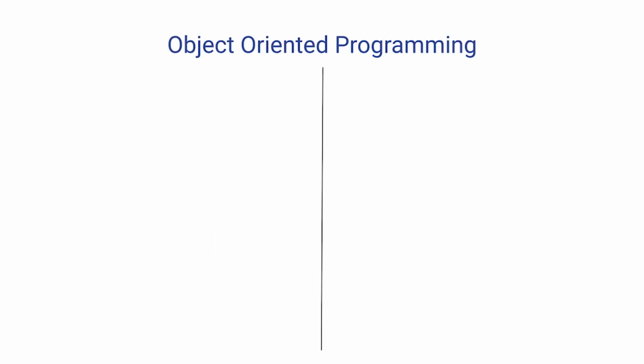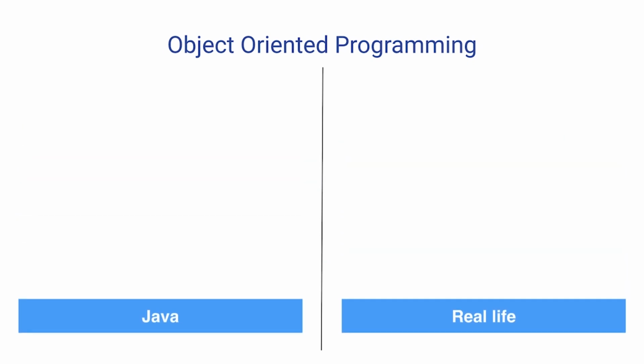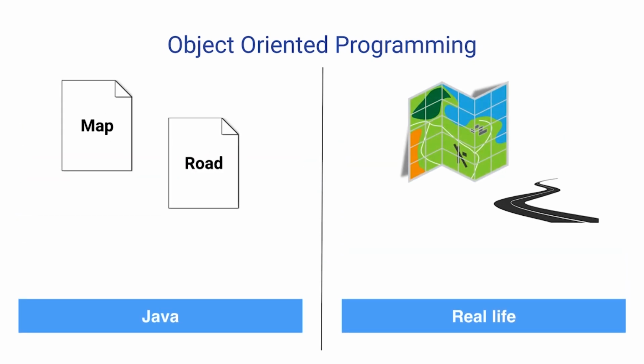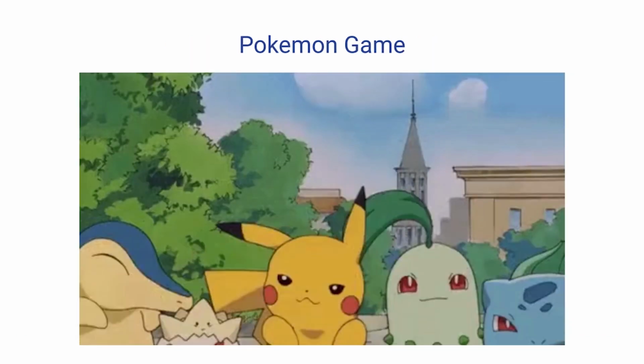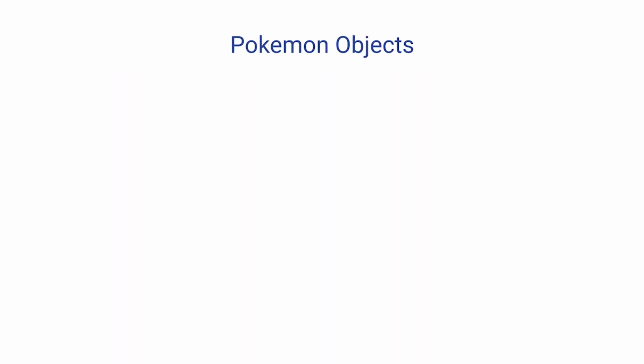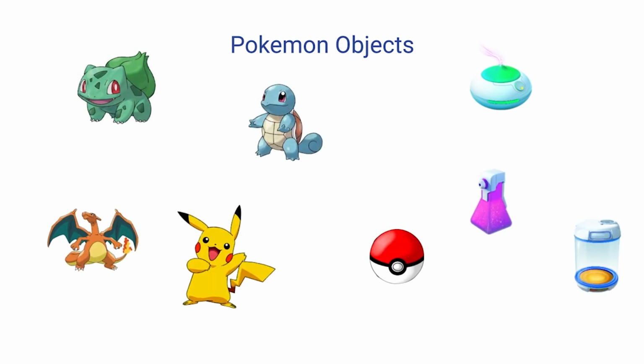Java. The idea is, when you're coding, you want to solve a real-world problem, and modeling your code to match what you're trying to solve makes perfect sense. For example, assume you're building a Pokemon game in Java. Your code would most likely have an object for each of the Pokemon characters, as well as Pokeball objects, an object for each item you can carry, and so on.